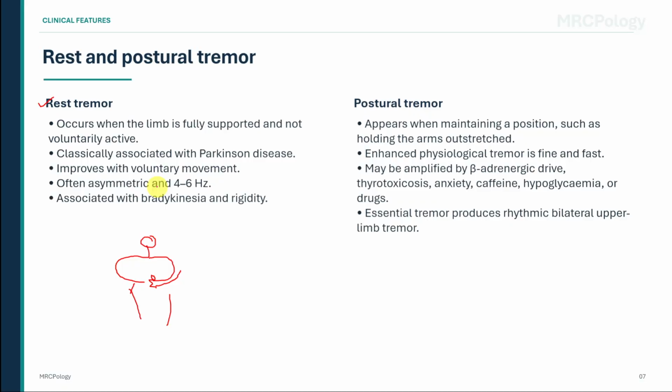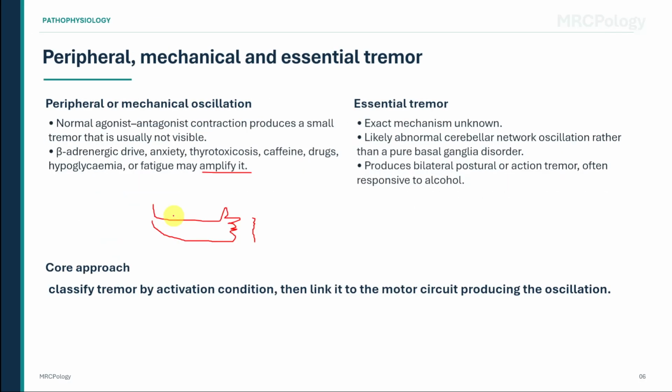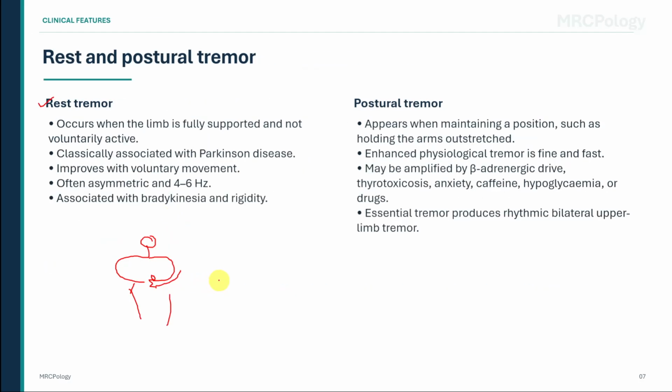Dopamine loss alters basal ganglia output and produces abnormal rhythmic activity within the motor network. The tremor typically reduces during voluntary movement, although it may reemerge after the patient maintains a posture for several seconds. It is often asymmetrical, relatively slow at around 4 to 6 Hz, and may have a pill-rolling appearance.